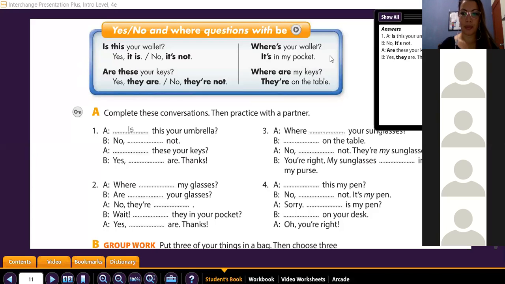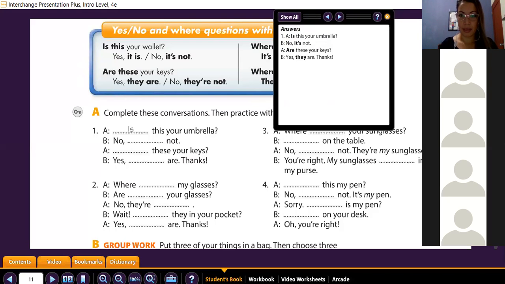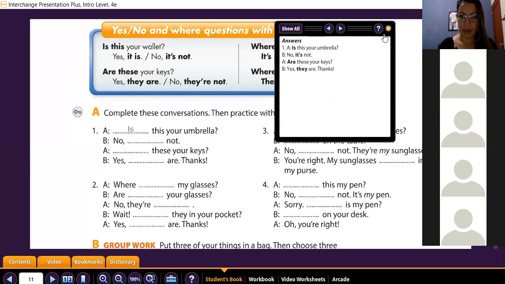Okay, Marce. Where are my glasses? Are these your glasses? No, they're not. Wait. Are they in your pocket? Yes, they are. Thanks. Okay. Excellent job. You did it.